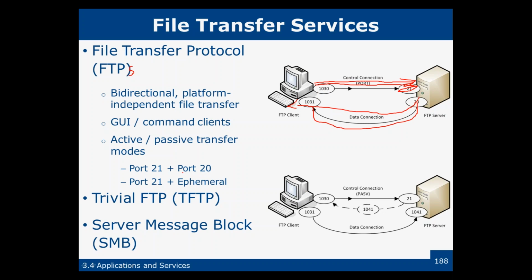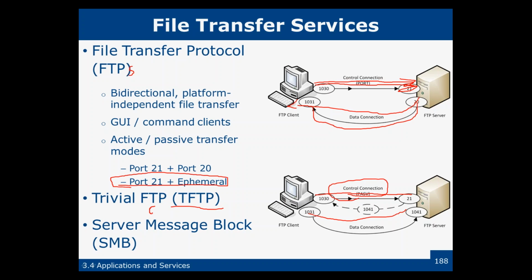Passive mode down here, we connect to it on 1030, and then we tell it which port we're going to use for our data connection, and then it allows us to connect. So sometimes you're going to have to go in passive mode in order to actually make these things work. 2021, 21, an ephemeral port, again, is a variable port. It's a random port that we usually call.